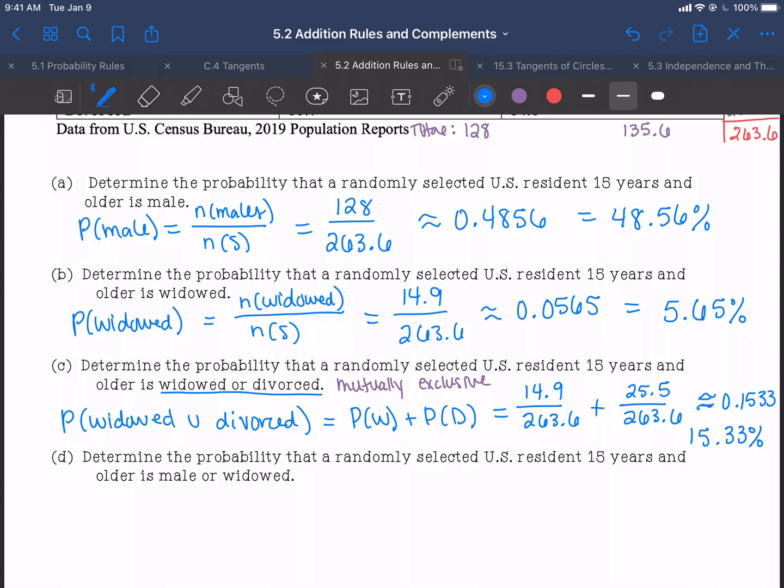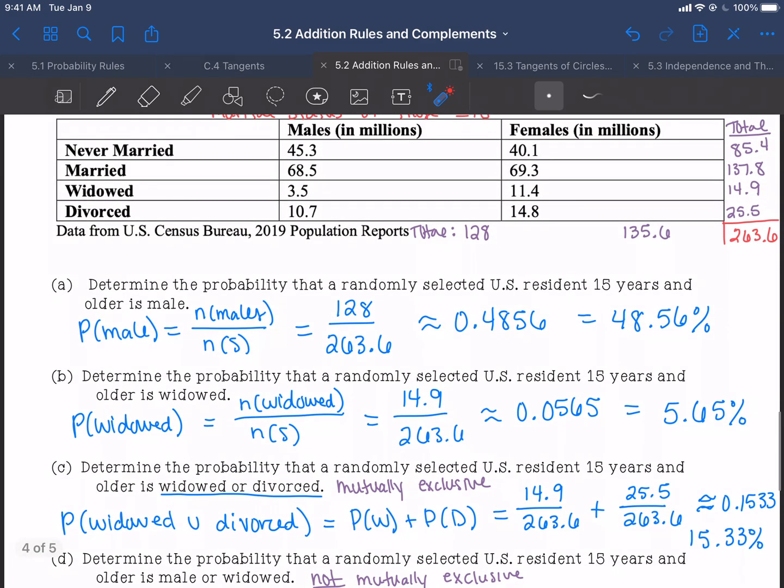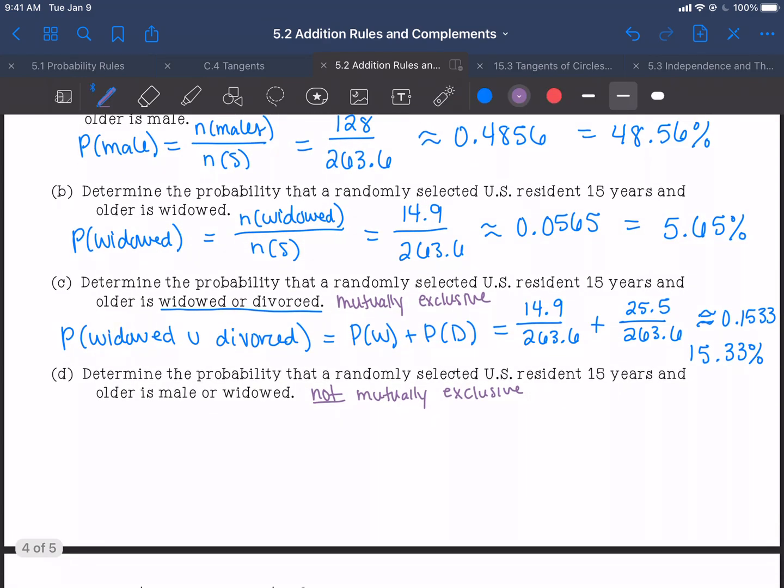Part D, we're finding the probability that the randomly selected person is male or widowed. Now this one is not mutually exclusive or disjoint because you could be a male and be widowed. So here's those males that are also widowed, the 3.5 million. So when we find the probability of being widowed or a male, we're going to take the probability of being widowed plus the probability of being a male and subtract the probability of being both a widow and a male.